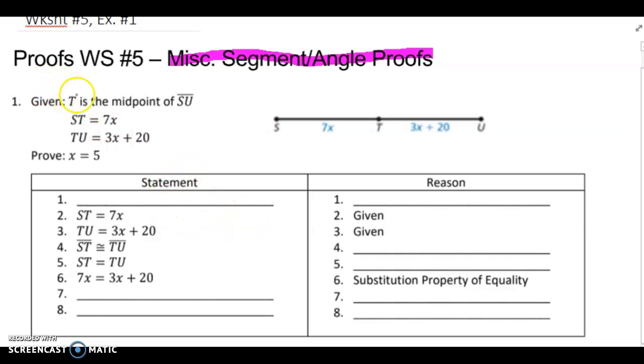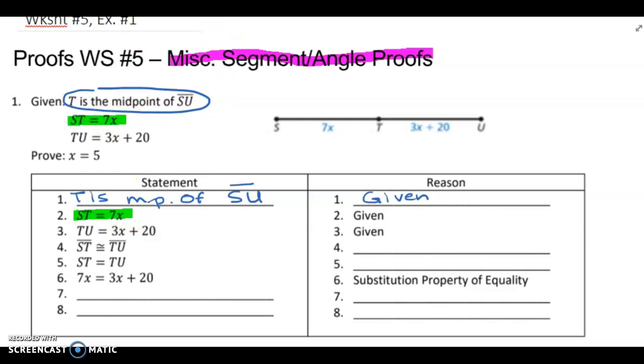So remember, we always start with what's given. And that is T is the midpoint of SU. That's given, so that comes straight from there. Now notice ST is 7x and TU equals 3x plus 20. Those are already in there, and those are both given as well. So as you can see, they're given over here. All right, so ST is congruent to TU.